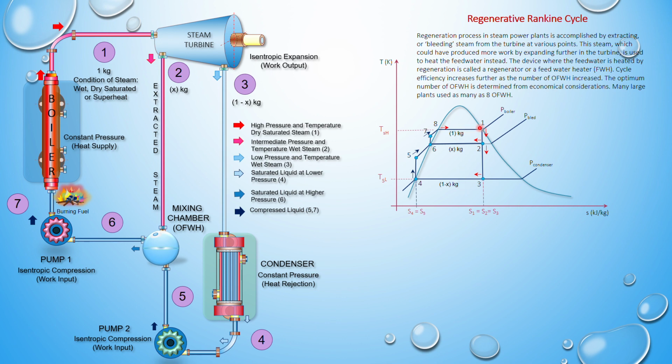So point 1 here in this case is dry saturated, 2 wet, and 3 is wet. So how are we going to do this? H1, you can straight away take Hg, which is based on the boiler pressure, and then S1 also based on the boiler pressure, which equals Sg, which also equals S2, which also equals S3.